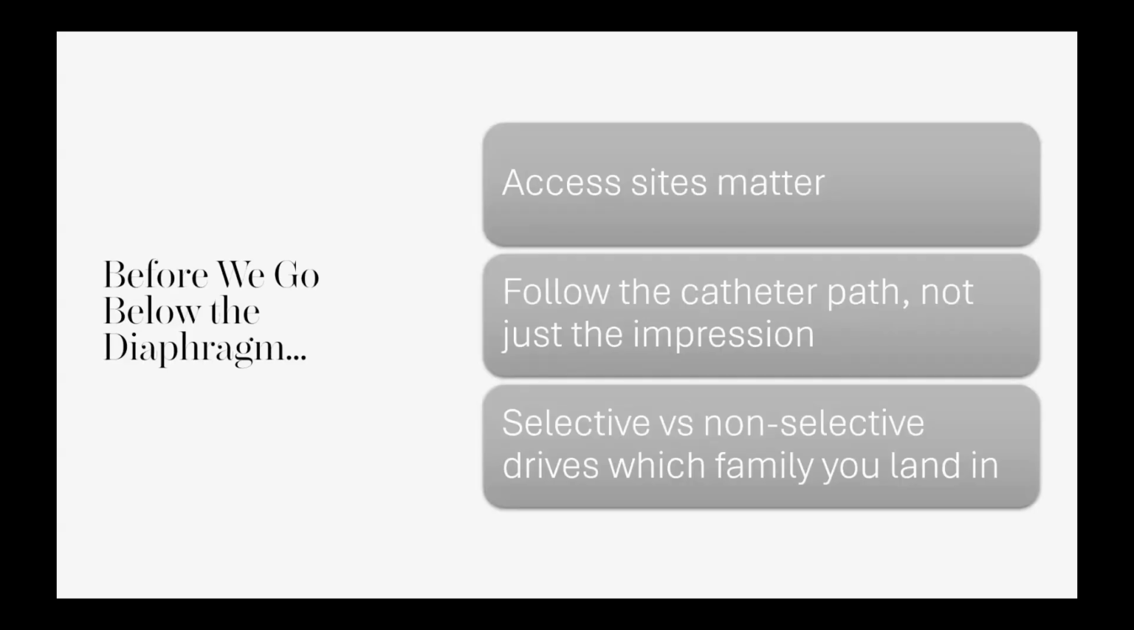Fast refresher from part one, so we're all on the same page. First, we care where it went, femoral, radial, whatever. Second, we always follow the path of the catheter through the vessels and not just the big summary sentence at the bottom. And third, selective versus non-selective is still the backbone. Did they stay in the trunk vessel or did they drive that catheter into a named branch?